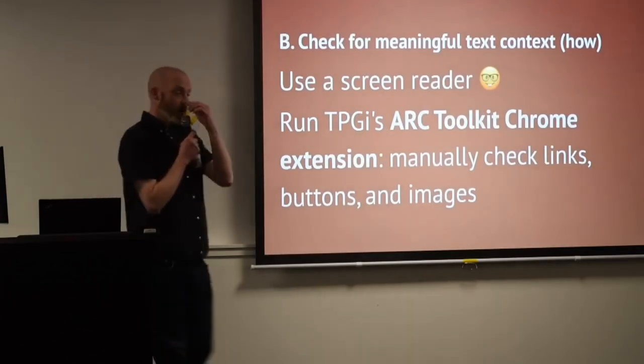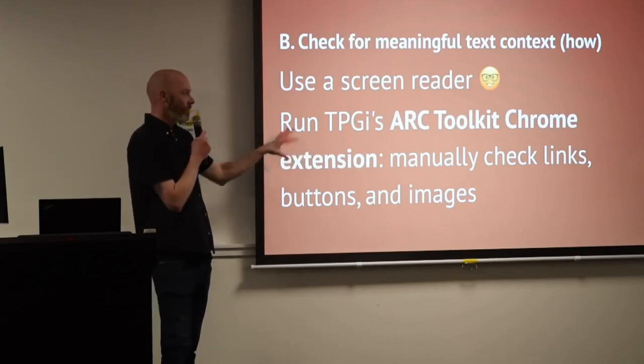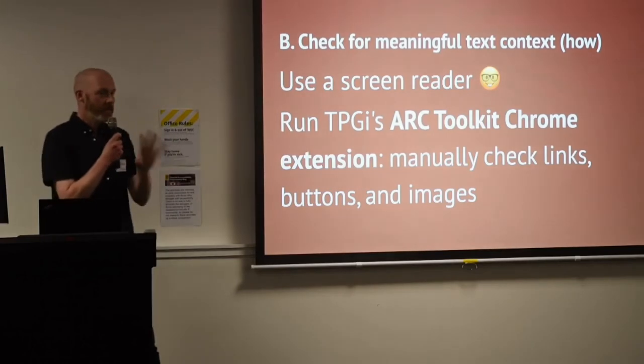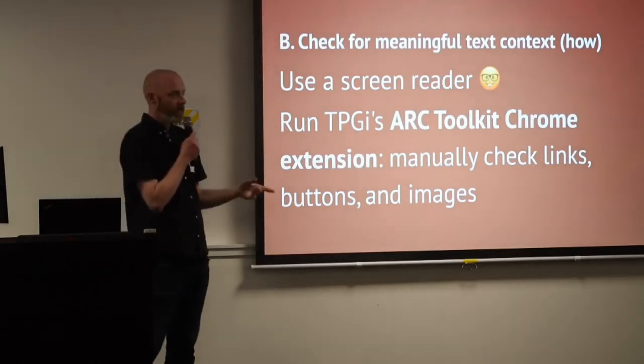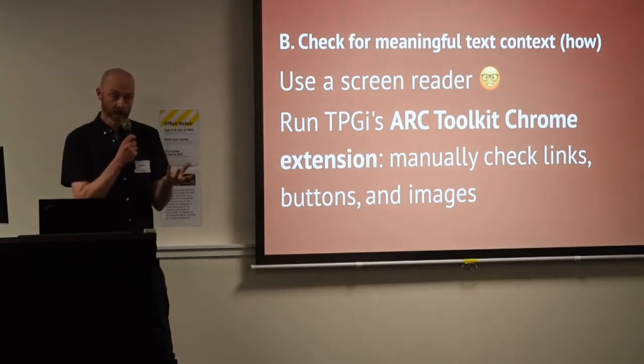So the question was, does this tool help with tracking for vision impairments? And you're right, it kind of doesn't. This is a lot about the text content. The previous one, AXE, does check for color contrast, which is good.